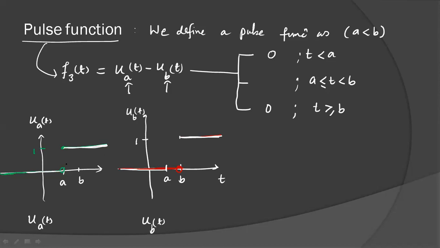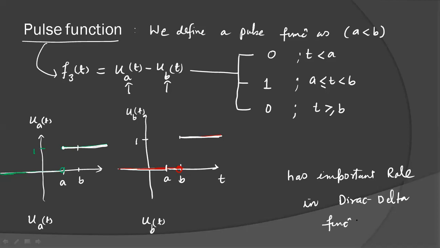Now between a to b. Between a to b, when I am taking t equal to a, the value of u_a(t) is 1, but the value of u_b(t) is 0. So 1 minus 0, it will become 1. So this is a pulse function. It is very important in understanding our Dirac-Delta function. It has an important role in the Dirac-Delta function. So this is a very important definition.